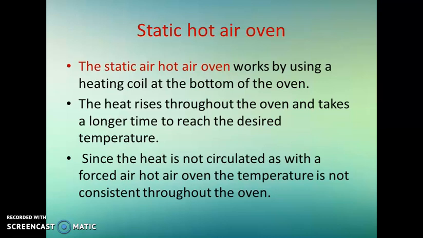Also, the heat, that is the hot air, is not circulated as efficiently as in the forced air hot air oven, and the temperature is not consistent throughout the oven because of the lack of a fan. The fan in the forced air oven helps maintain consistent temperature, but in the static hot air oven the fan is not available, so the temperature is not maintained consistently.